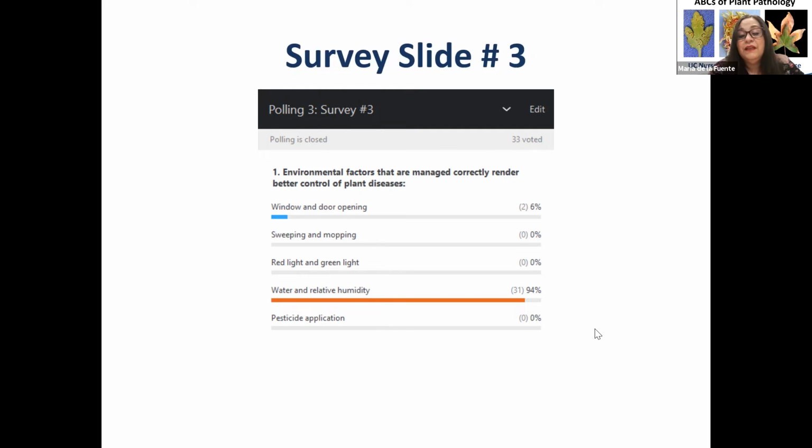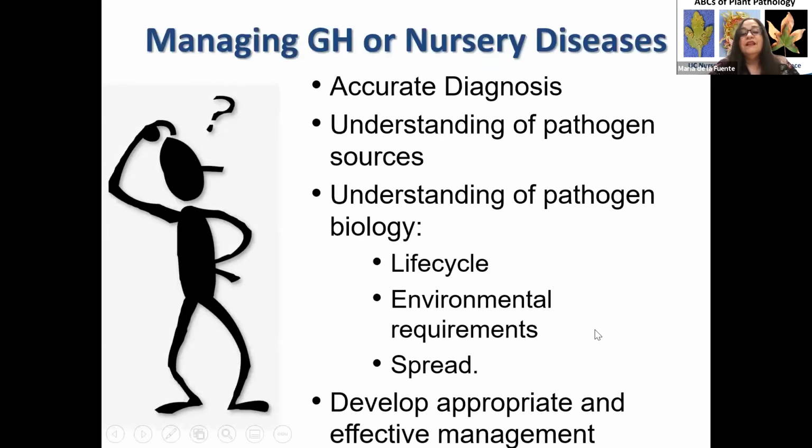So let's move a little bit into managing the diseases. So it is what we intend to do, because there is no point in knowing about plant pathology if we are not able to manage the diseases. But that takes several steps that are sometimes complicated. The first and most important is to have an accurate diagnosis. Sometimes even before that, I would say, understanding what crop or what plants are you growing?